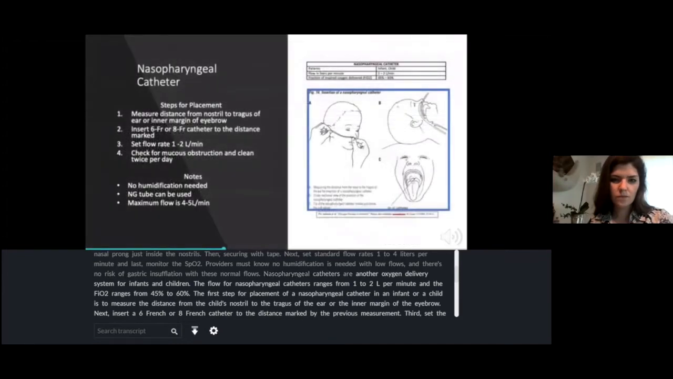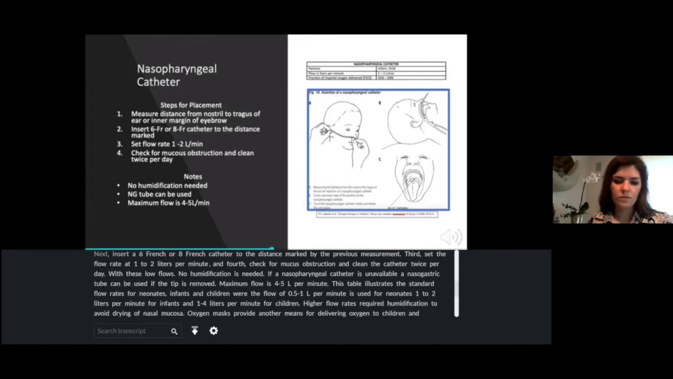Nasopharyngeal catheters are another oxygen delivery system for infants and children. The flow for nasopharyngeal catheter ranges from 1 to 2 liters per minute, and the FiO2 ranges from 45% to 60%. The first step for placement of a nasopharyngeal catheter in an infant or a child is to measure the distance from the child's nostril to the tragus of the ear or the inner margin of the eyebrow.